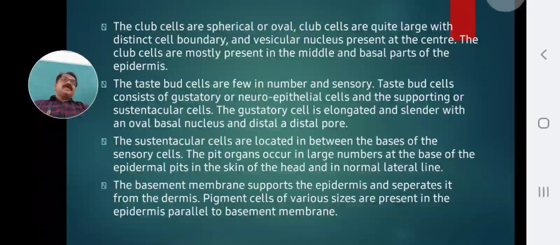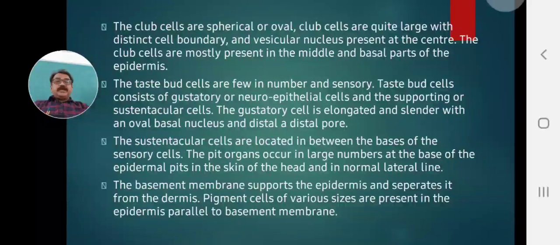Remember, the name itself indicates that taste buds are for tasting, to diagnose the different tasting conditions of water. Taste bud cells are present. These taste bud cells are few in number and sensory. Taste bud cells consist of gustatory or neuroepithelial cells and the supporting or sustentacular cells.